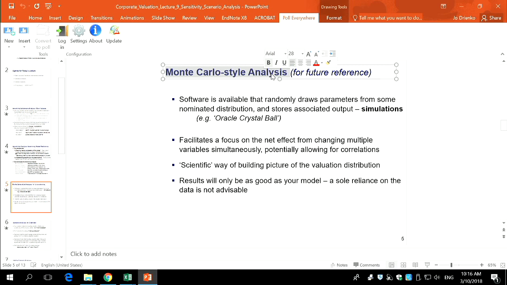You can't invent the numbers. You cannot just close your eyes and say, oh, beta's 1.3 or something like that. That's not good enough. I've seen analysts do that. Oh, there's no data, so I just guessed it. Not good enough. You have to have some kind of analysis.